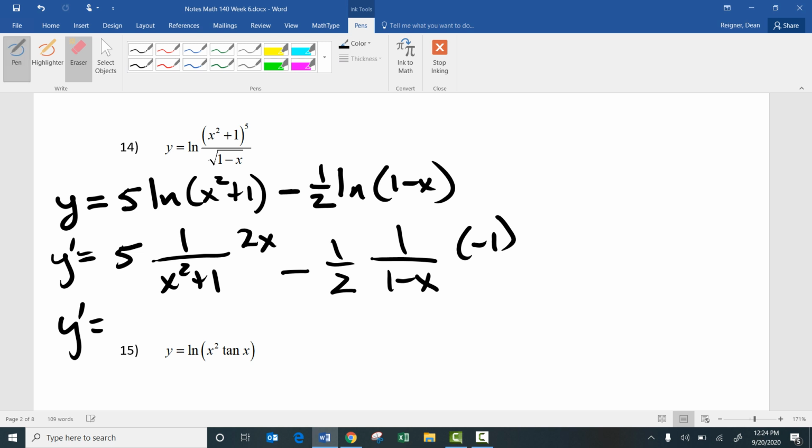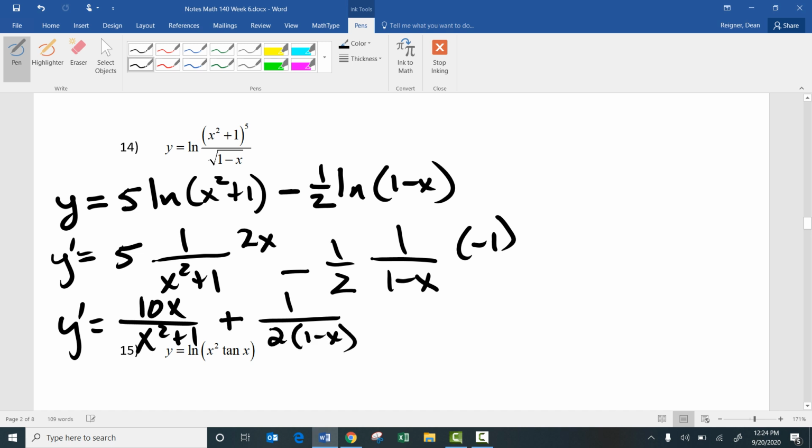So let me do that. That'll be 10x over x squared plus 1. And then this will become plus, two negatives make a positive. And then you don't have to multiply this through. You can just leave it like that. Okay? So that's one where you had a natural log and there was a division sign, which means subtraction.